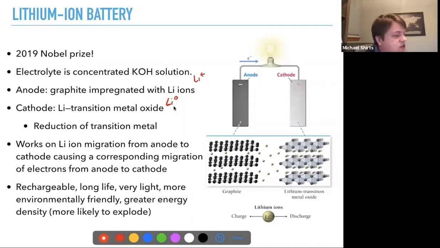So this is quite different from the others, and noticing the effects that led to this is what really won the Nobel Prize. It's so different, and also because it's so useful. They're rechargeable, they're long life, they're very light, right? Because the electrons are being stored in lithium, and almost no metal is lighter than lithium. It is the lightest metal. And you can get a very high energy density. It does mean they're more likely to explode, right?